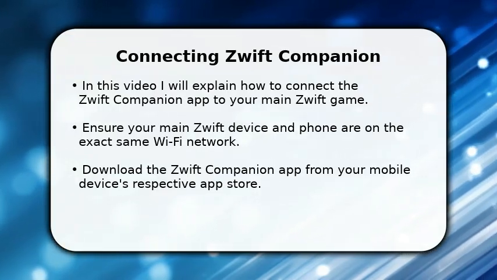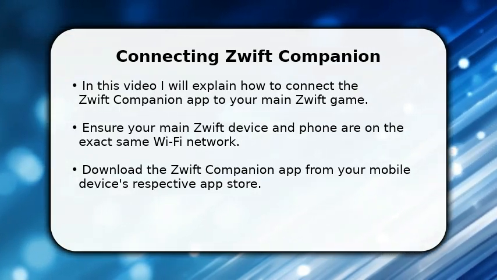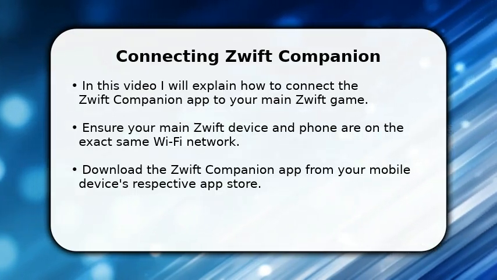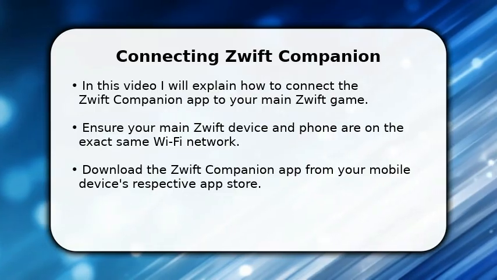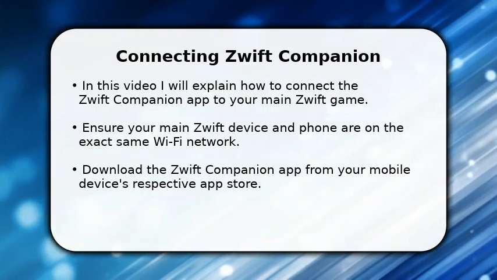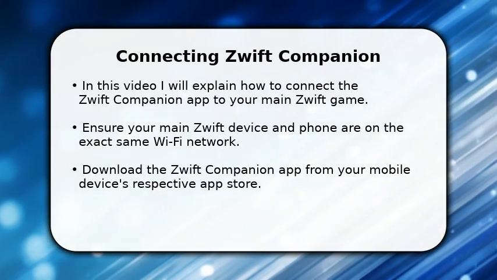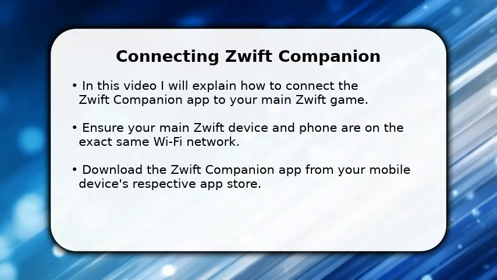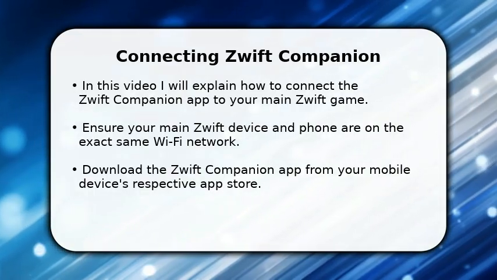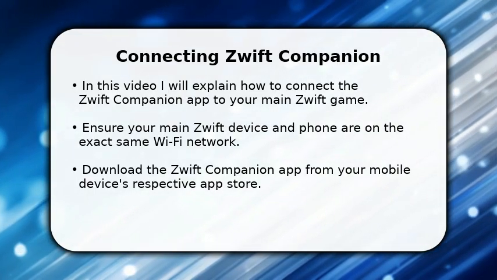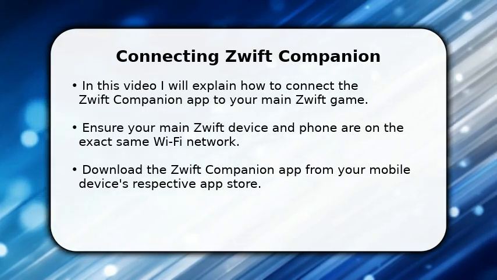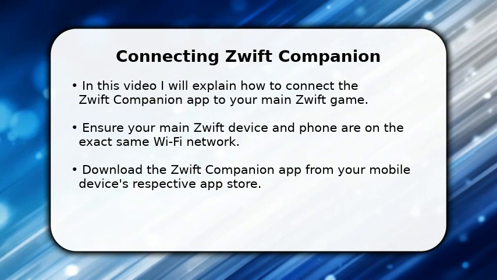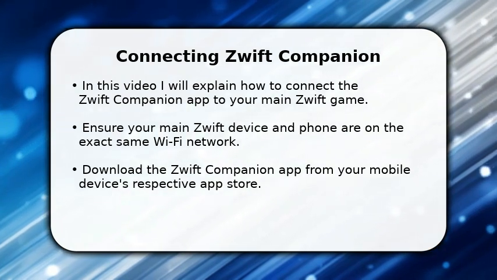In this video, I will explain how to connect the Zwift companion app to your main Zwift game. This process is straightforward and enhances your riding experience. First, make sure both your computer or streaming device running Zwift and your mobile phone with the companion app are connected to the very same Wi-Fi network. Then, simply download the companion app from your phone's app store and log in with your Zwift account. It's that easy to get started.